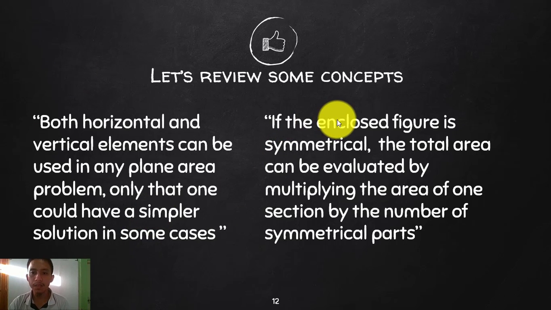So if the enclosed figure is symmetrical, the total area can be evaluated by multiplying the area of one section by the number of symmetrical parts. So that is what we did for example number 1 on horizontal strip.